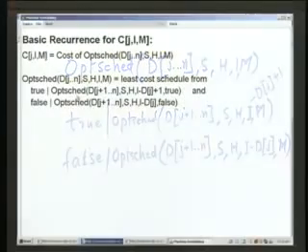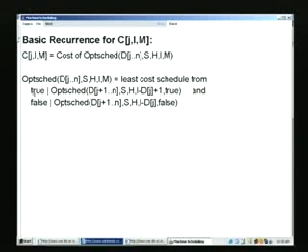So you can see that this is exactly what I have written over here. True concatenated with the optimal schedule for the demands j plus 1 through n, s, h, I minus dj plus 1 and true, and the other schedule, which is false concatenated with the optimal schedule of d j plus 1 through n, s, h, I minus dj and false. So now we understand what the optimal schedule itself is.